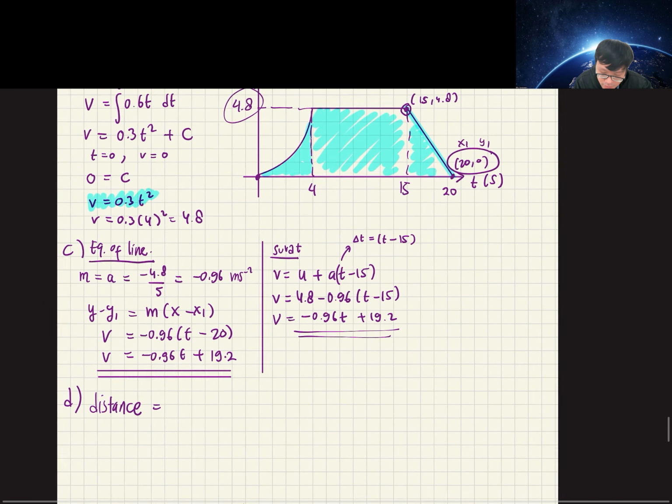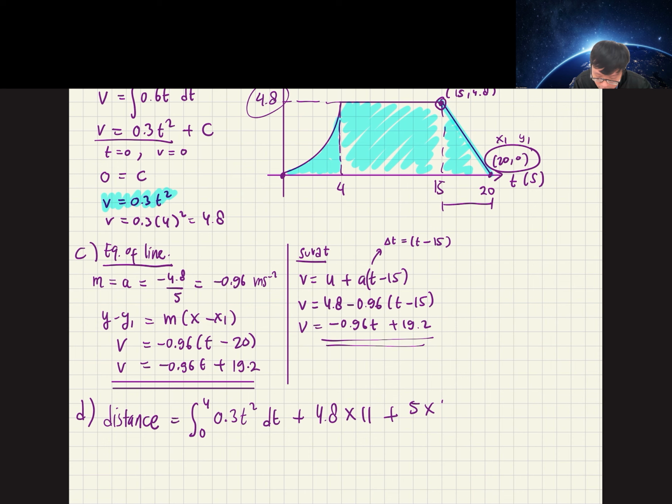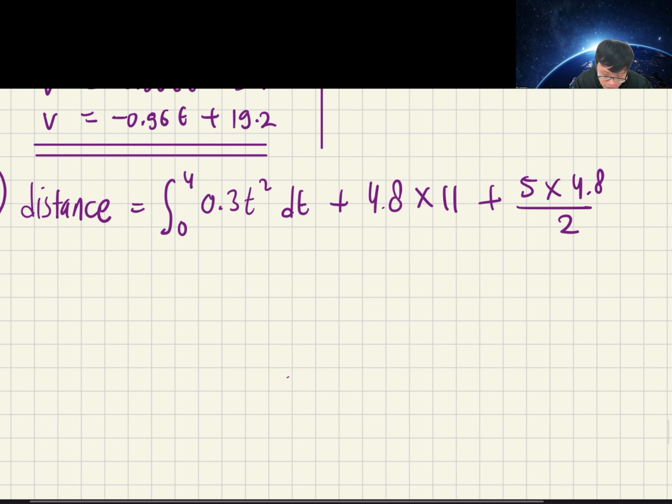So the distance equals the integral from 0 to 4, and the function is this one, 0.3 t squared dt, plus the area of rectangle, which is 4.8 times 11, plus the area of triangle, which is 5, the base, times the height, 4.8, divided by 2. So we just need to solve it.